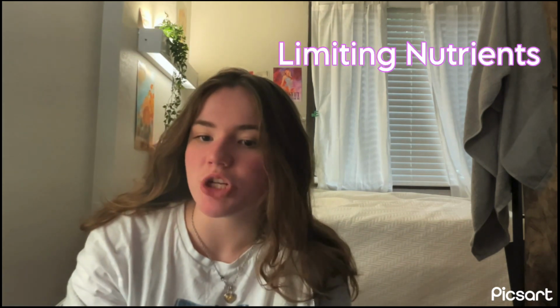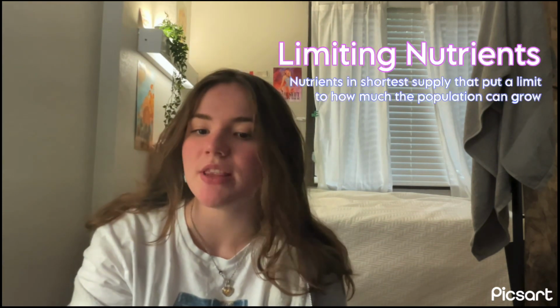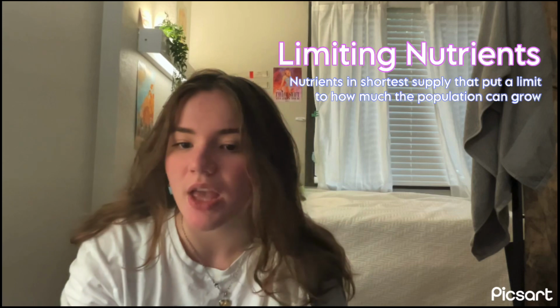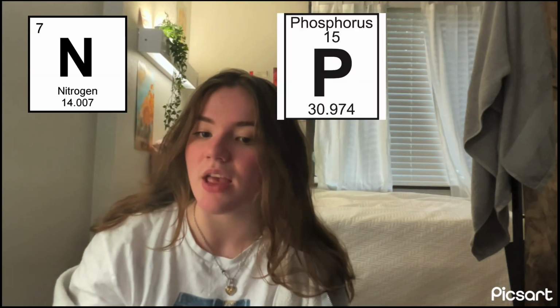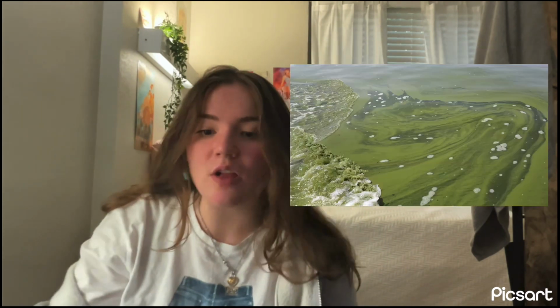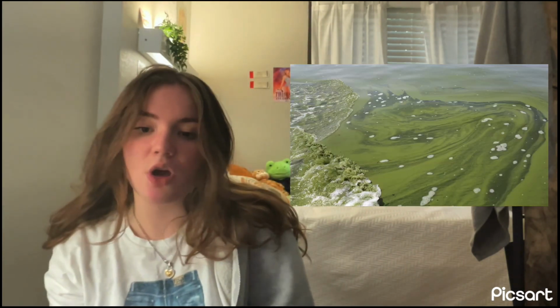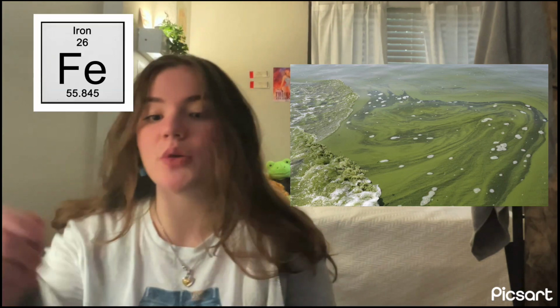So the first thing to discuss in this module is limiting nutrients, which are the nutrients in shortest supply that put a limit to how much the population can grow. These include nitrogen and phosphorus for terrestrial and aquatic ecosystems, including, of course, the rainforest environment that is home to chimpanzees. And for algal populations in a third of the world's oceans, limiting nutrients include iron.